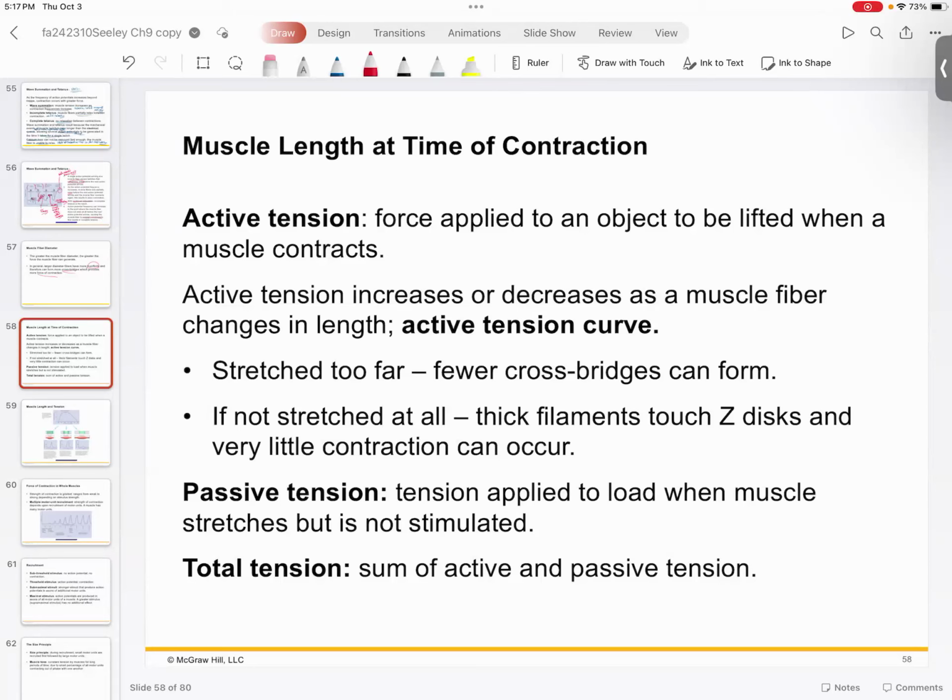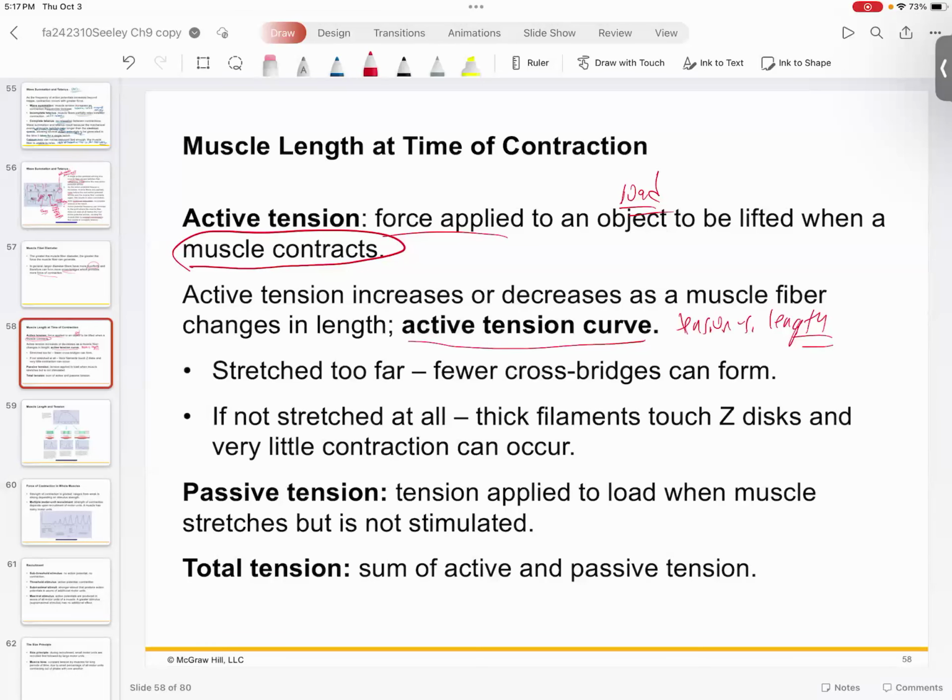the force that's applied to an object, which is oftentimes referred to as your load, but it's due to the contraction of the muscle itself. So it's the active tension that will change depending on the muscle fiber length. So the active tension will increase or decrease as the muscle fiber changes in length. And so that gives you an active tension curve plotted with tension versus the length of the muscle. So we'll see that in the next plot.